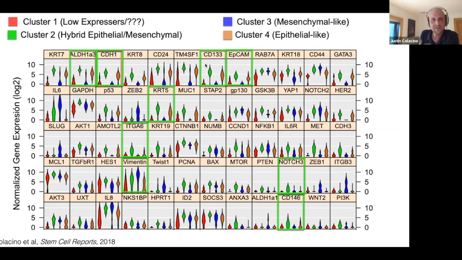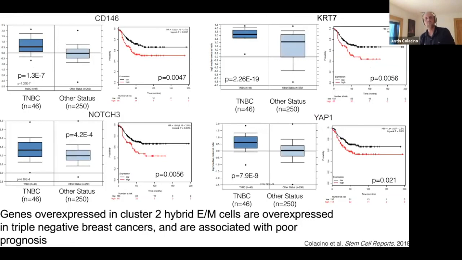So this really made us think, why is there so much heterogeneity? And is there any biological relevance to cancer that we can pick up in this population, especially of these rare hybrid cells? And so we went and dug into some of the publicly available TCGA data, and indeed, genes that are overexpressed in this hybrid epithelial mesenchymal cell population tend to be more expressed in triple negative breast cancer. So triple negative breast cancers are a very aggressive subtype of breast cancer with no targeted therapy available.